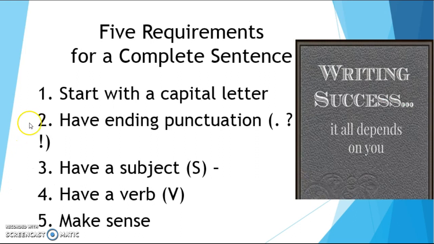So to review, here are your 5 requirements for a complete sentence. Make sure that it starts with a capital letter. Step 2, make sure it has ending punctuation, either a period, question mark, or an exclamation point. Step 3, make sure that it has a subject. Step 4, make sure it has a verb. And then step 5, make sure that it makes sense. And if you use these things, you'll be making sure that you are on the way to making sure that your writing is successful in any ways that you use it.